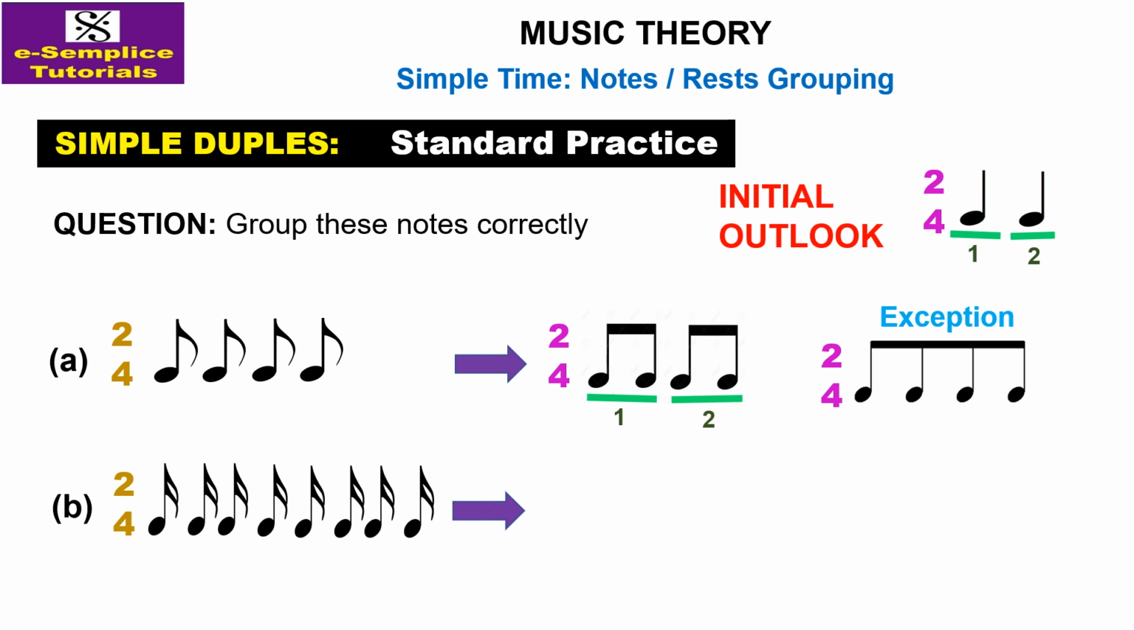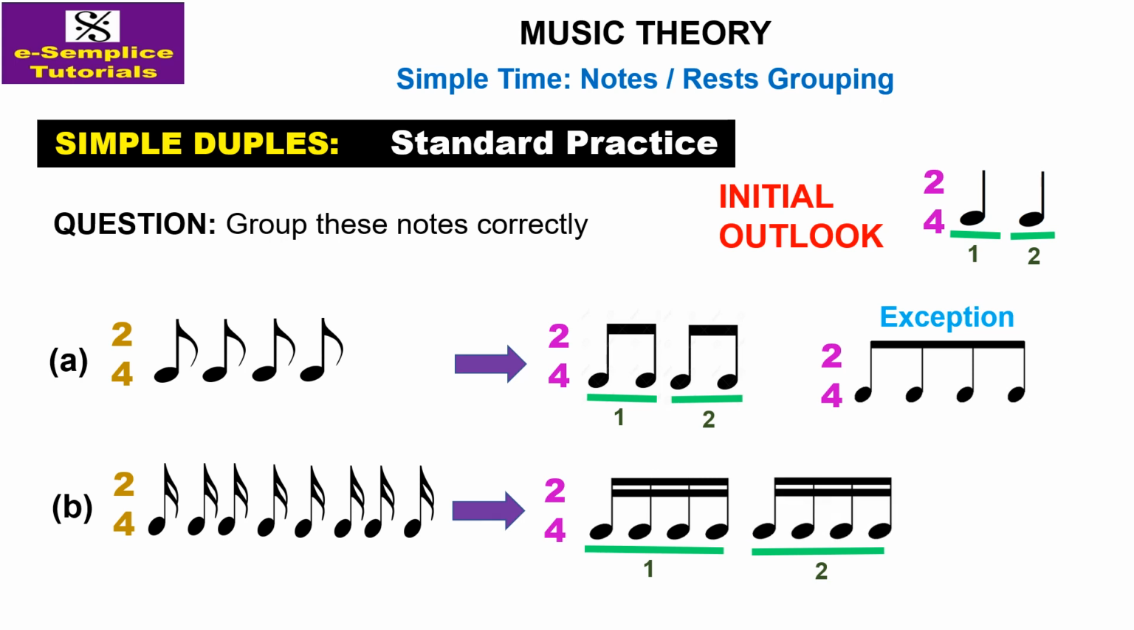Let's look at B. 2/4 time. Remember, beat 1, beat 2. Finish the first beat before moving to the second beat. Now, how many of these notes can you beam together to form a crotchet? Remember, the beat pattern here is in crotchets. You beam 4 together, that will give you a crotchet. Beam the other 4 together, you get another crotchet. These are standard practices when dealing with simple duples.